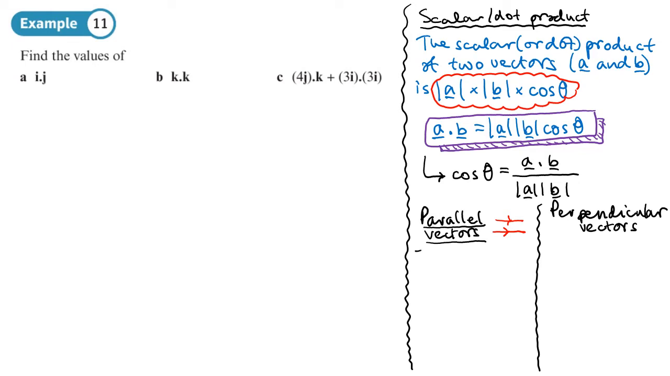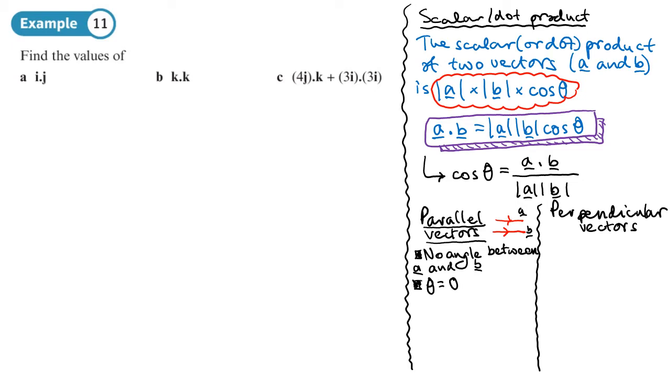What can I say about the angle between the two vectors? Well, there is no angle, and we'll call these vectors A and B. So if this was vector A and this is vector B, there's no angle between them. Okay, so if there's no angle between them, that means that theta is 0.